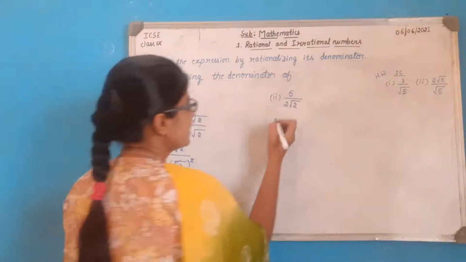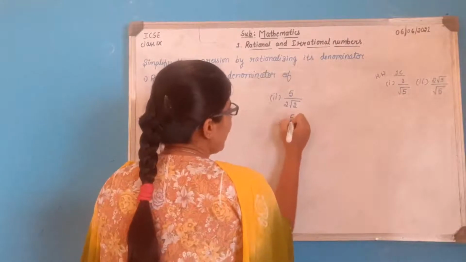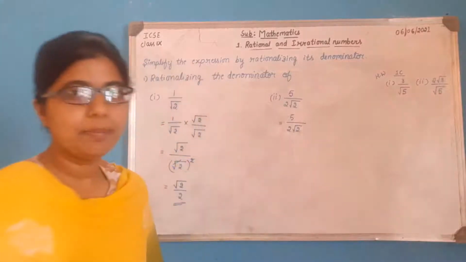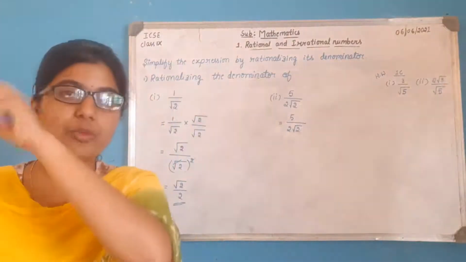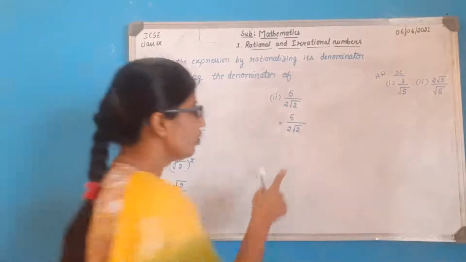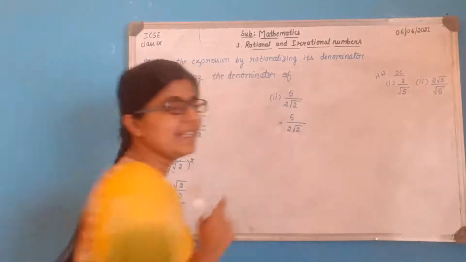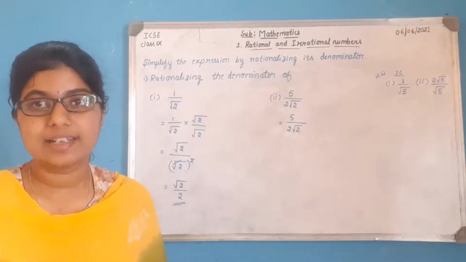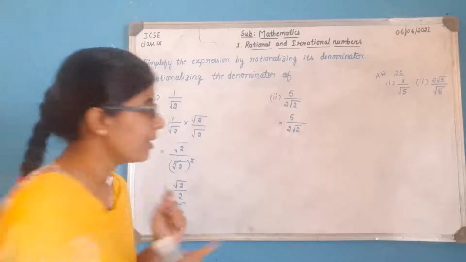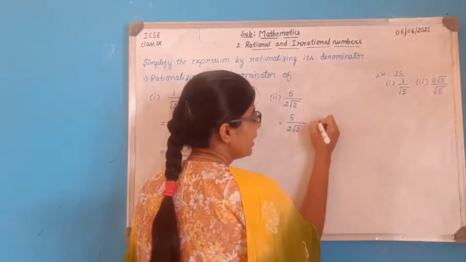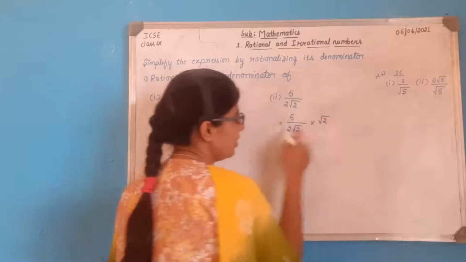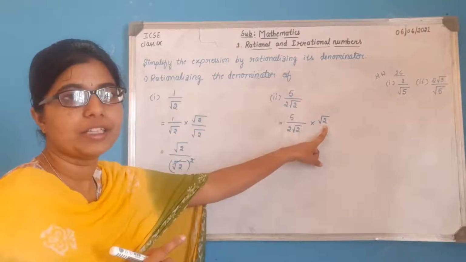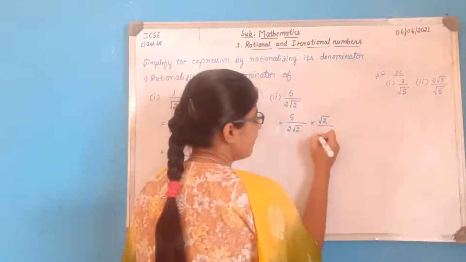Similar to that, consider the next problem, 5 divided by 2 root 2. In this you should multiply the denominator to both numerator and denominator. What is the denominator here? 2 root 2 is the denominator. But in this, you must consider only the surd, the irrational number. That means you have to take only root 2 here. You should not consider the 2 while rationalizing the denominator. Take only root 2. So root 2 divided by root 2.